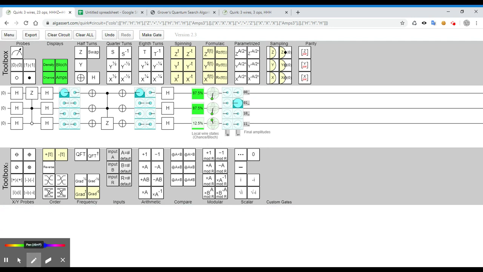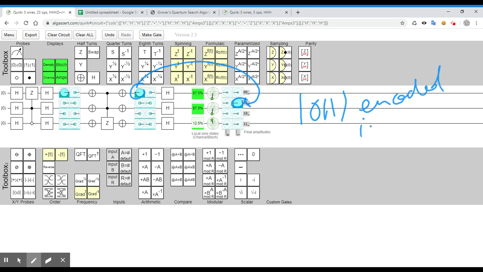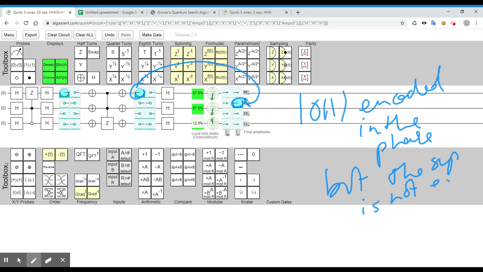So that's a nice enhancement to my intuition, I'd say. That's where this goes, because the state 0, 1, 1 is encoded in the phase. But the superposition is not an equal one. Is it called equal? I don't know. It's not balanced. It's not equally distributed.